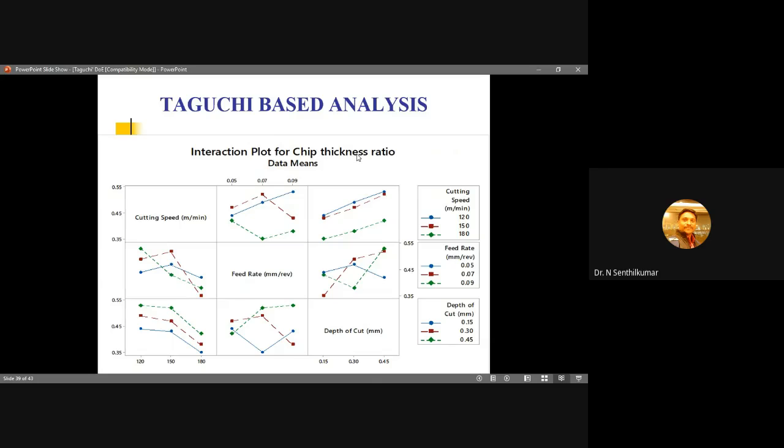Then we have the interaction plot also. The interaction plot states that if the relationship between two parameters is represented by parallel lines, then it has no interaction at all. If it is represented by non-parallel lines like this, between the feed rate and depth of cut, look at this, this is the feed rate and depth of cut, here you can see non-parallel lines, then it is an interaction. But here you can see parallel lines, between cutting speed and depth of cut. There is no interaction at all. So interaction exists between cutting speed and feed rate and depth of cut only.